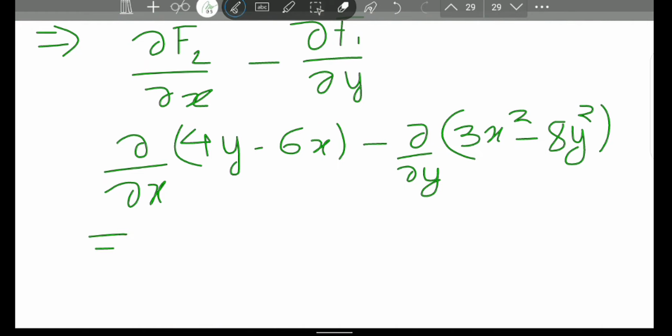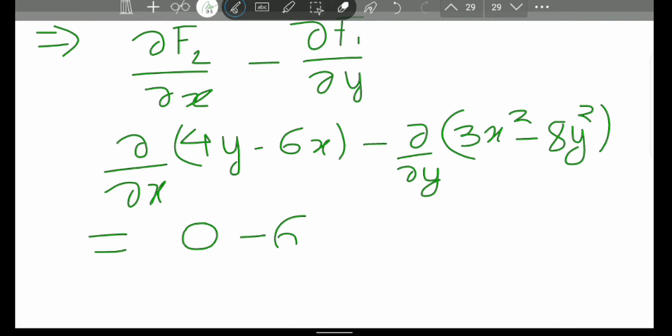So, if we differentiate partially with respect to x, then we will obviously treat y to be a constant. So, del x of 4y is just 0, because we are differentiating partially with respect to x. So, we'll treat y as a constant.